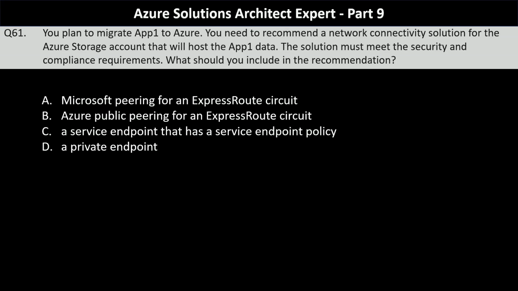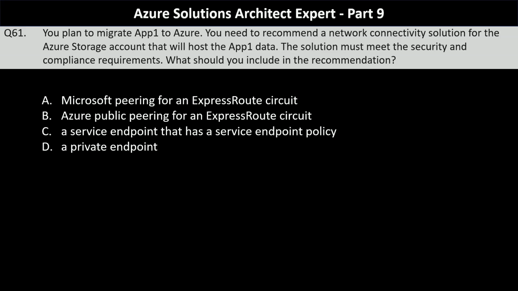Next question. You plan to migrate App 1 to Azure. You need to recommend a network connectivity solution for the Azure storage account that will host the App 1 data. The solution must meet the security and compliance requirements. What should you include in the recommendation? Your options are Microsoft peering for an express route circuit, Azure public peering for an express route circuit, a service endpoint that has a service endpoint policy, a private endpoint.